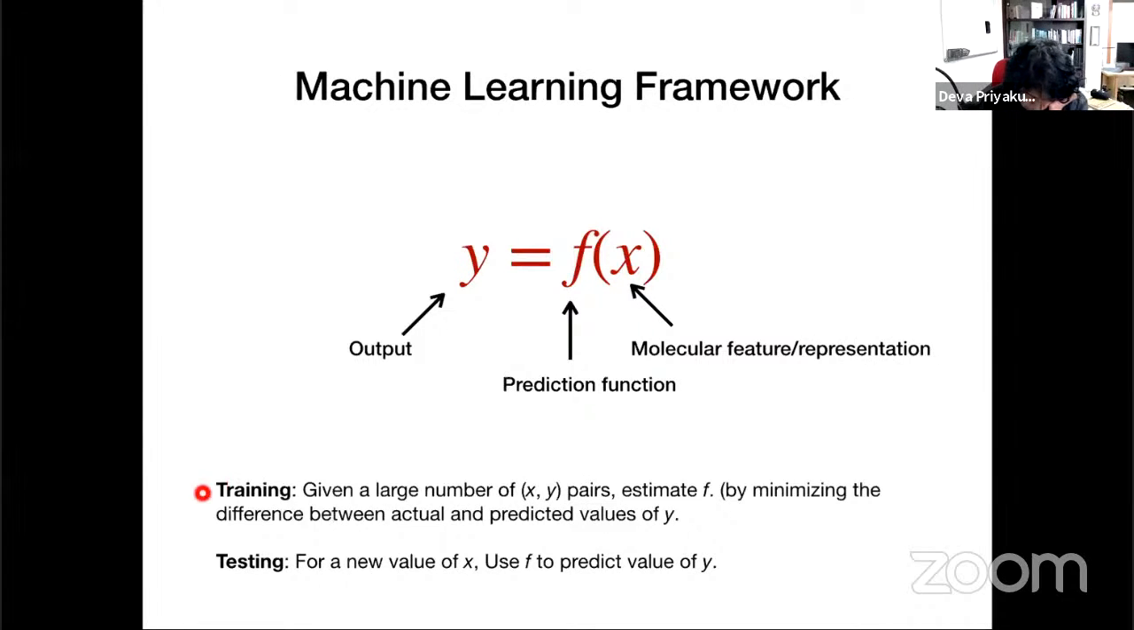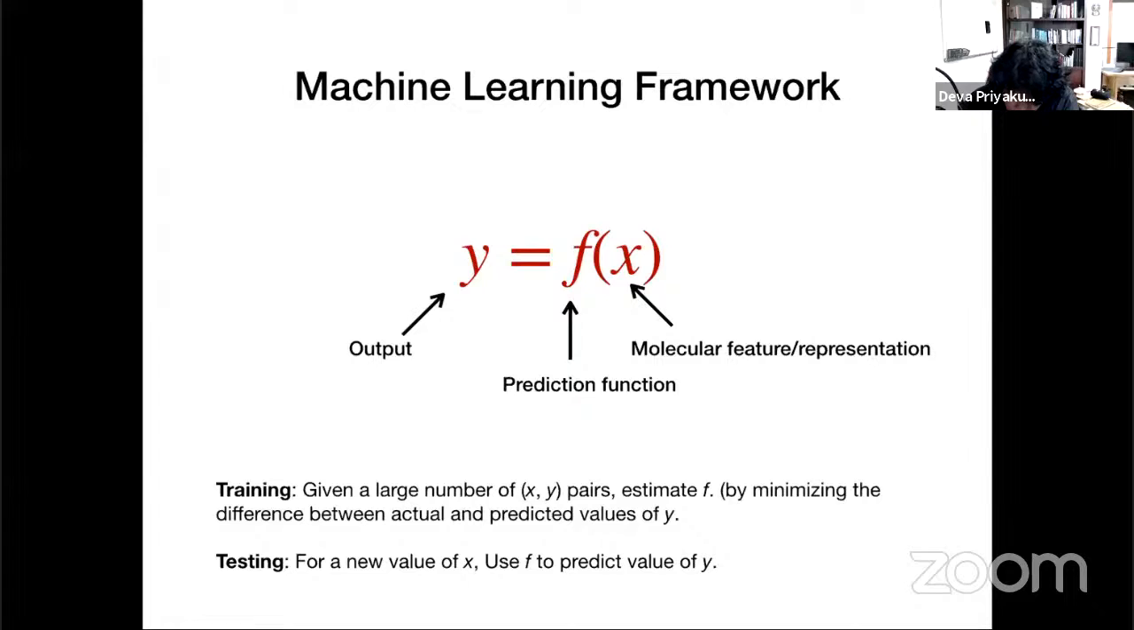These two words will be used a lot in machine learning frameworks, where you do a training first. What is training? Given a large number of XY pairs, that is, the X and Y combinations, estimate F. This is what we want. How do we do it? Usually by minimizing the difference between the predicted Y and the actual Y. It could be root mean square deviation or mean absolute error, or you can have different kinds of loss functions. But that's not our interest right now.